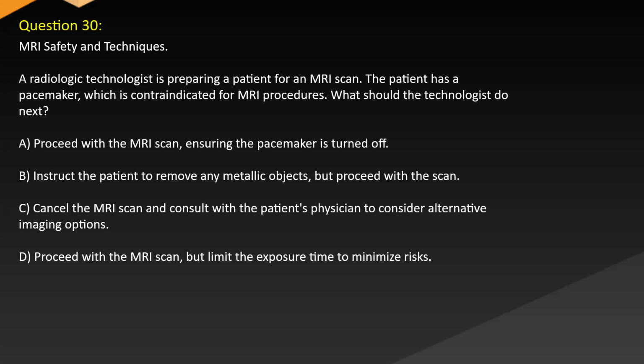Question 30. MRI safety and techniques. A radiologic technologist is preparing a patient for an MRI scan. The patient has a pacemaker, which is contraindicated for MRI procedures. What should the technologist do next? A. Proceed with the MRI scan, ensuring the pacemaker is turned off. B. Instruct the patient to remove any metallic objects, but proceed with the scan. C. Cancel the MRI scan and consult with the patient's physician to consider alternative imaging options. D. Proceed with the MRI scan, but limit the exposure time to minimize risks.